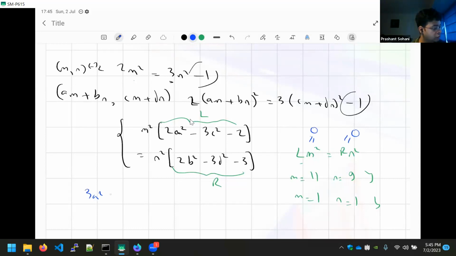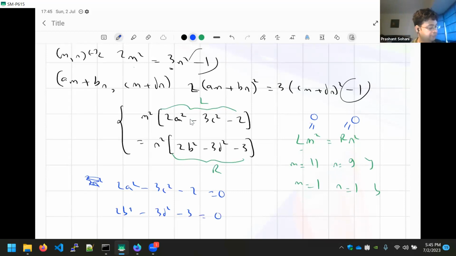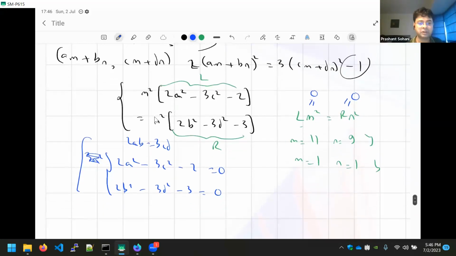So what is forced is that 2a² - 3c² - 2 is 0, and 2b² - 3d² - 3 is also 0. Whatever a, b, c, d you choose, they have to satisfy these conditions along with the given condition 2ab = 3cd. In general, there could be multiple possible values of a, b, c, d which satisfy this system of equations. But the question asks for the combination where the sum a + b + c + d is the smallest. At that point, you can either do trial and error, or analyze this systematically even further. I believe you get something like a and d have to be equal, if I remember correctly.